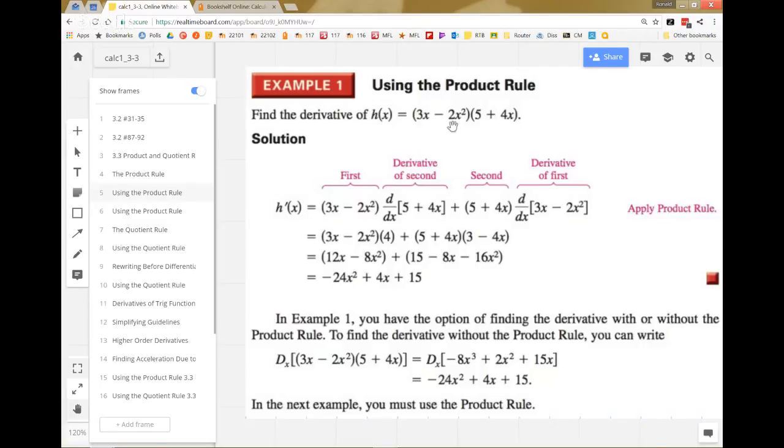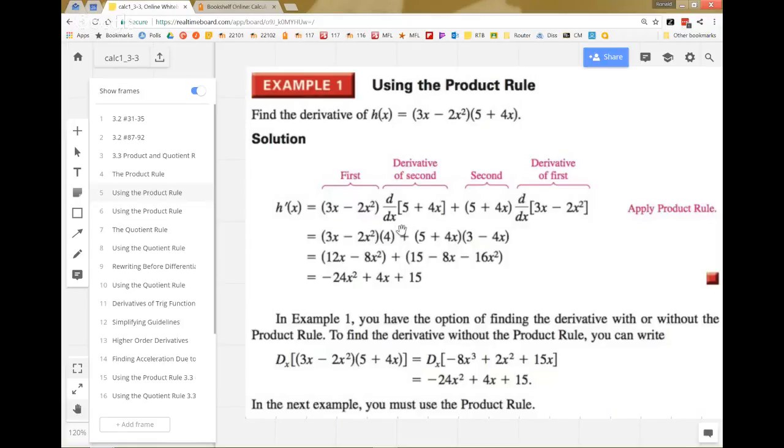So here's our function up here on the top. 3x minus 2x squared multiplied by 5 plus 4x. So we want to take the derivative of h of x. So we start by taking the first times the derivative of the second, plus the second times the derivative of the first.